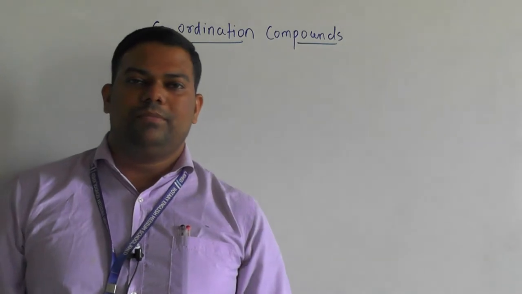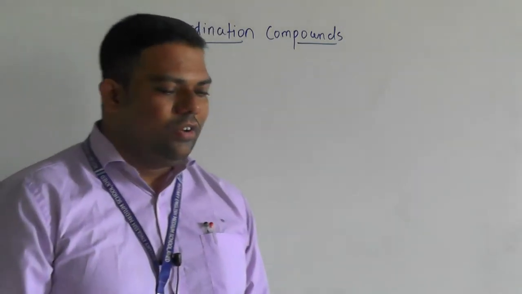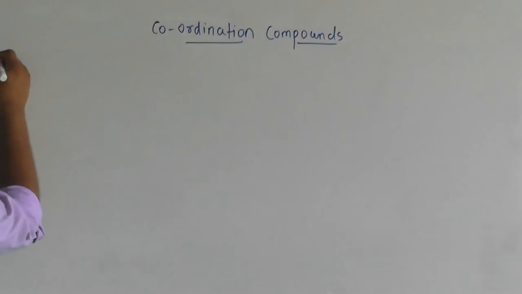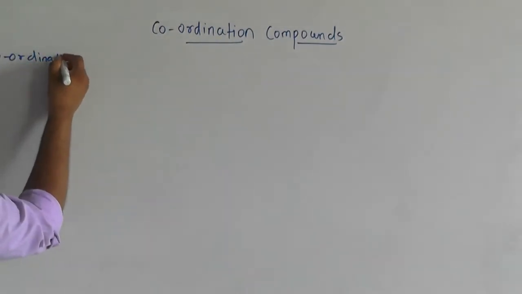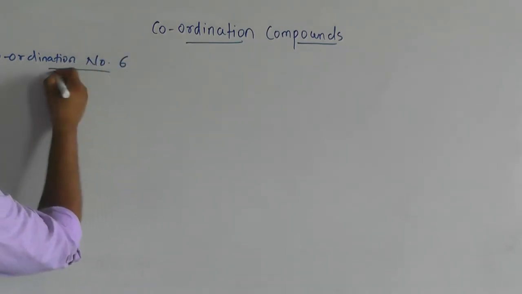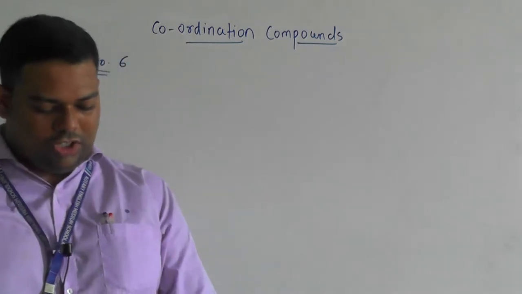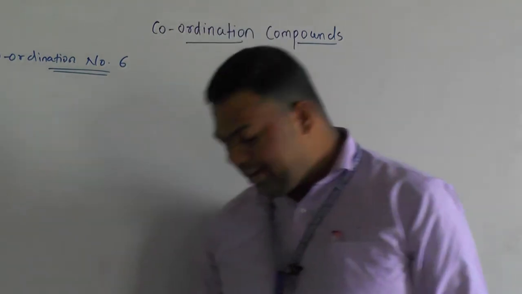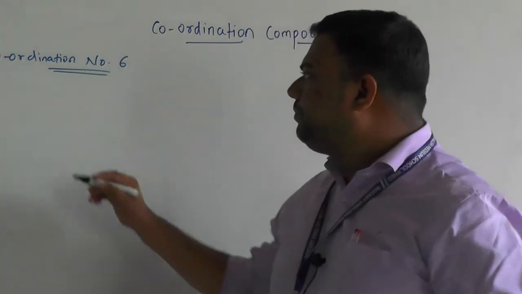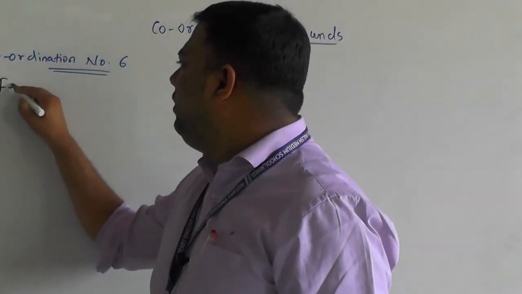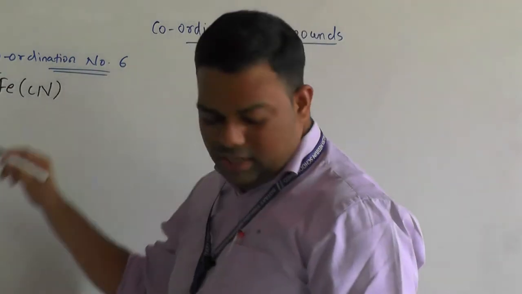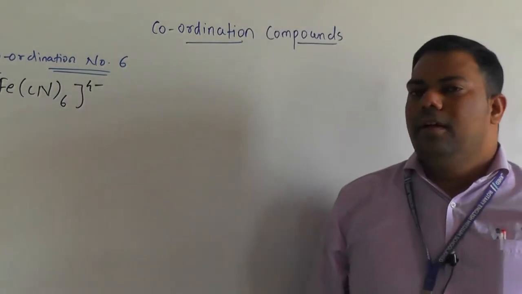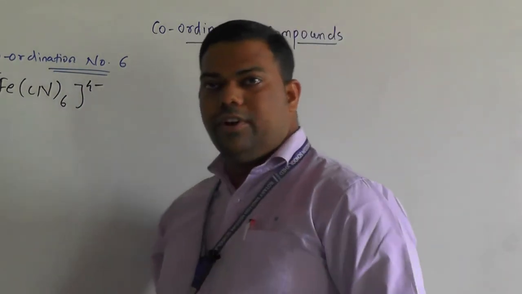Now it's time. In today's lecture, we have to discuss coordination number 6. See here, coordination number 6. We will first see our example. So, beta, write down that example: Fe(CN)6 4 minus.